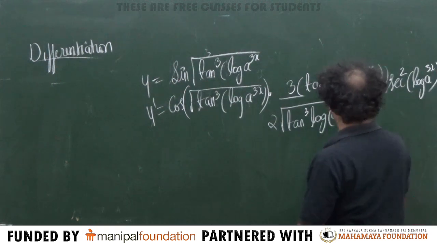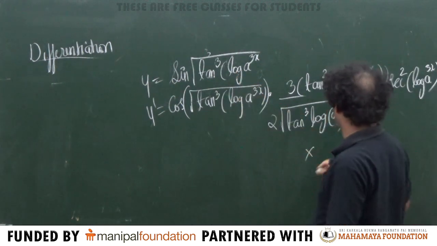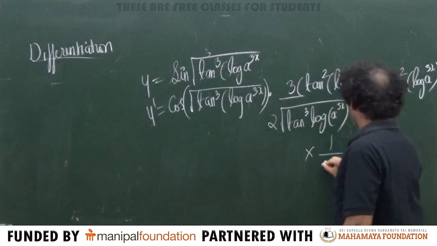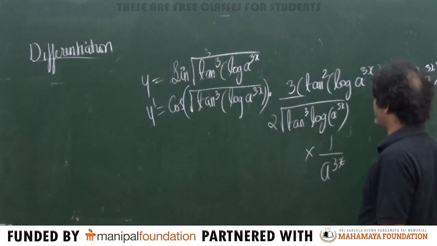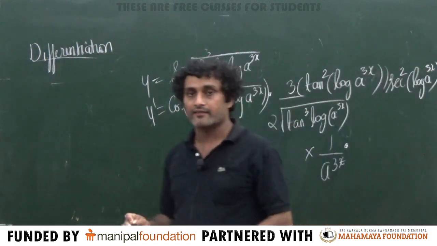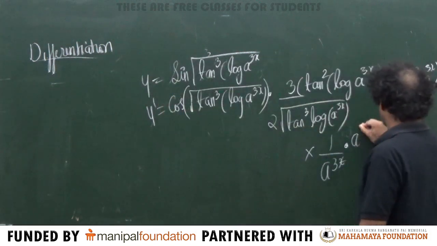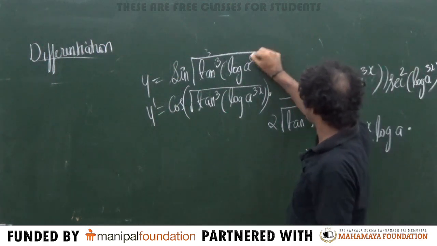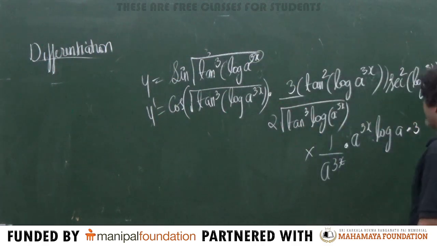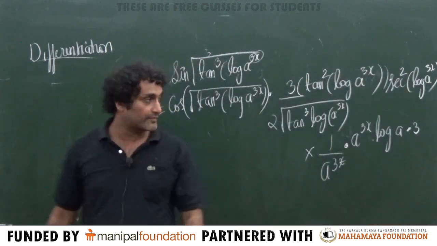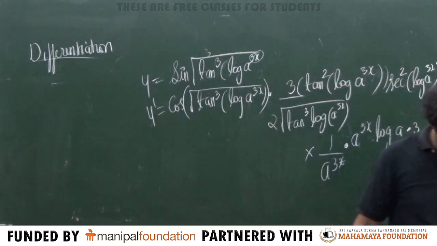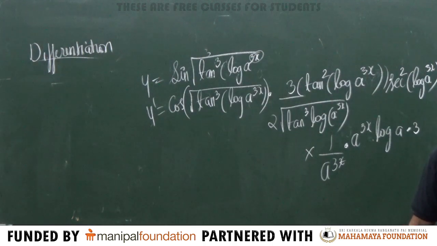Now tan is done, cube is done, tan is done. Then you have log. Log is 1 by x. What's differentiation of log x? 1 by x. So 1 by a power, instead of x, you have a power 3x. Okay, now last thing. Who is a power x? A power x log a. But is it x or 3x? 3x. So differentiation of 3x is 3. This much you will get and you will stop there. Is that okay? Can you please write it down? This rule is called chain rule. It's also called as composite rule.